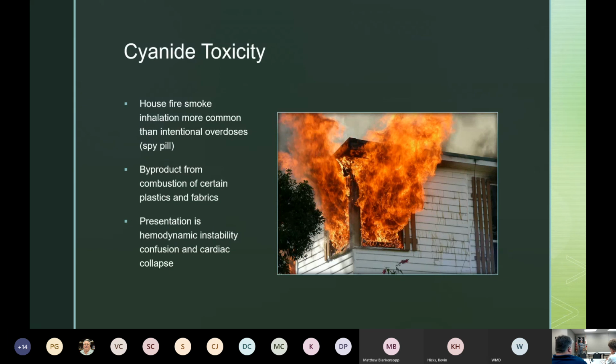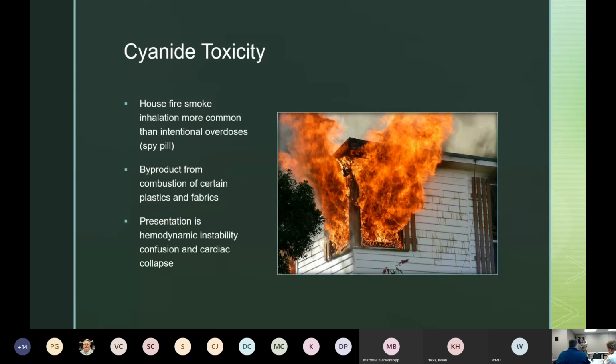The most common exposure to cyanide is going to be from domestic fires in industrialized countries. The cyanide is actually a byproduct of various fabrics and plastics. If they combust, you can get a cyanide byproduct of that, and that's what we usually see from these exposures. The presentation is pretty dramatic. It's going to be basically hemodynamic compromise and cardiac arrest.